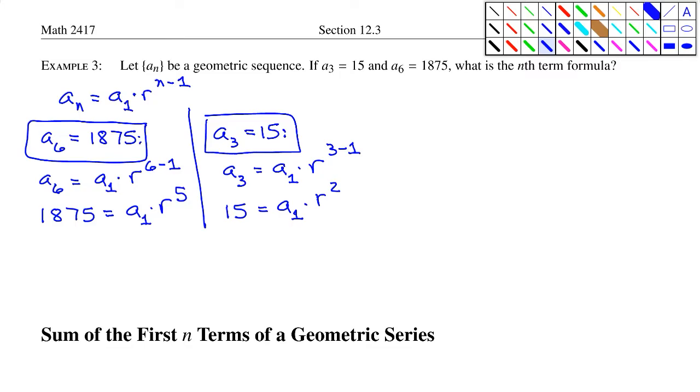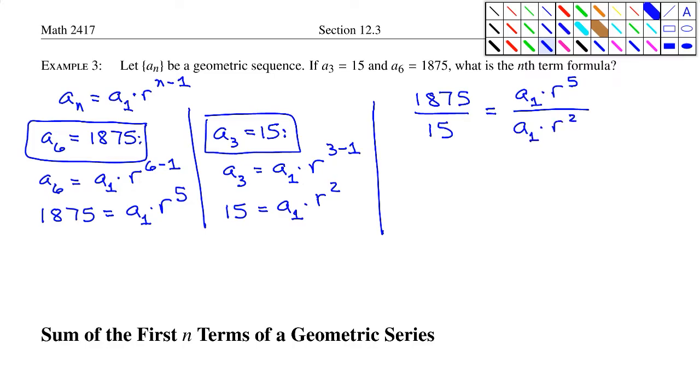Now, I have two equations and I have two unknowns. So I can use these together to figure out some information. And the way you do that is through division. So I'm going to take 1,875 and I'm going to divide it by 15, and that's equal to a sub 1 times r to the 5th power divided by a sub 1 times r squared.